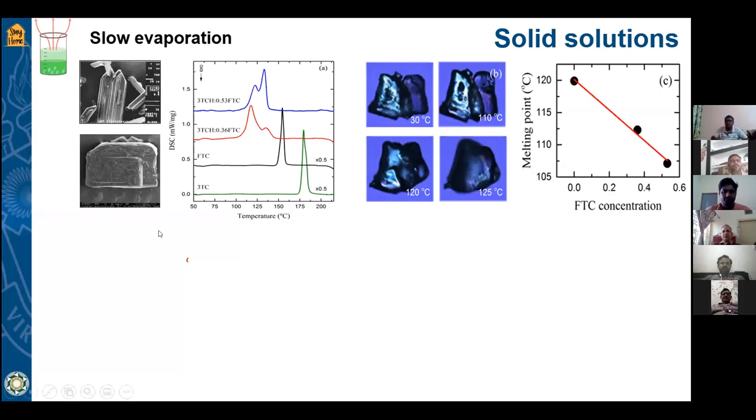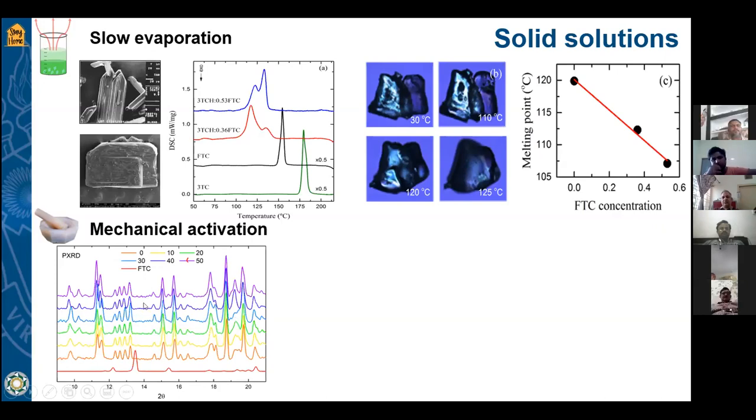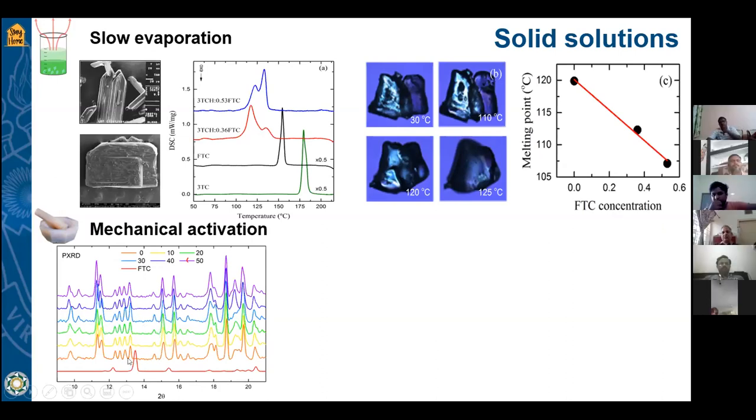For that, we decided to do mechanical activation. In that case, if we don't have residual peaks on the powder pattern from the raw materials, we can be sure that 100% was converted to the solid solution. So here we have the different solid solutions produced by grinding, by solvent-assisted grinding, starting with the pure monohydrate and increasing the concentration of FTC.